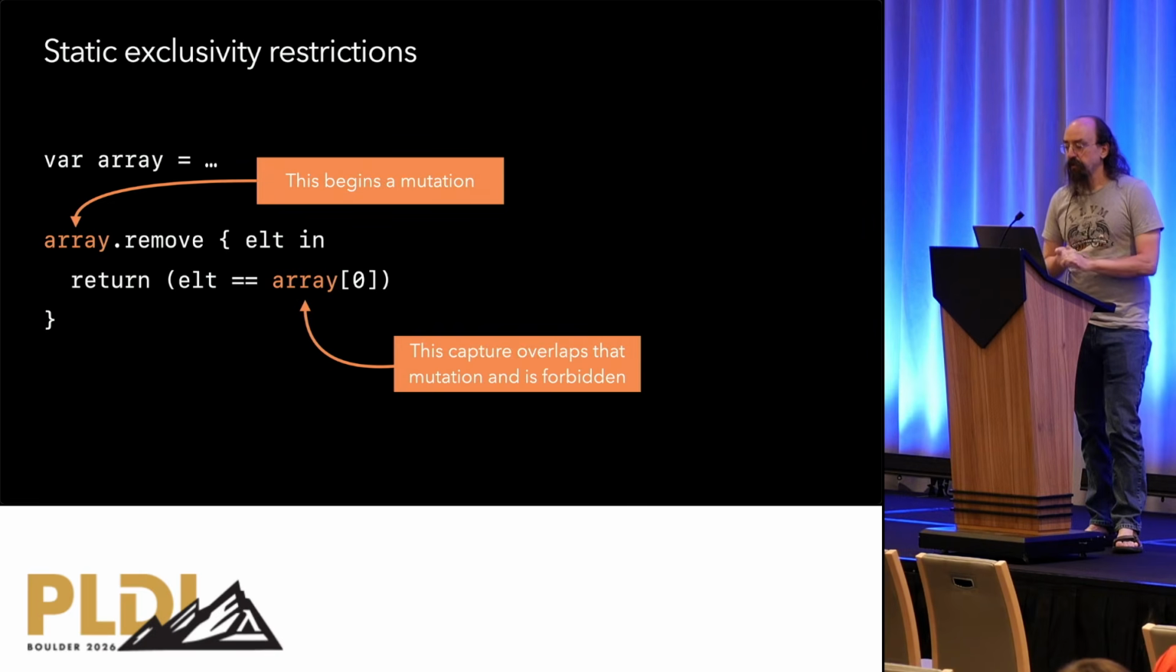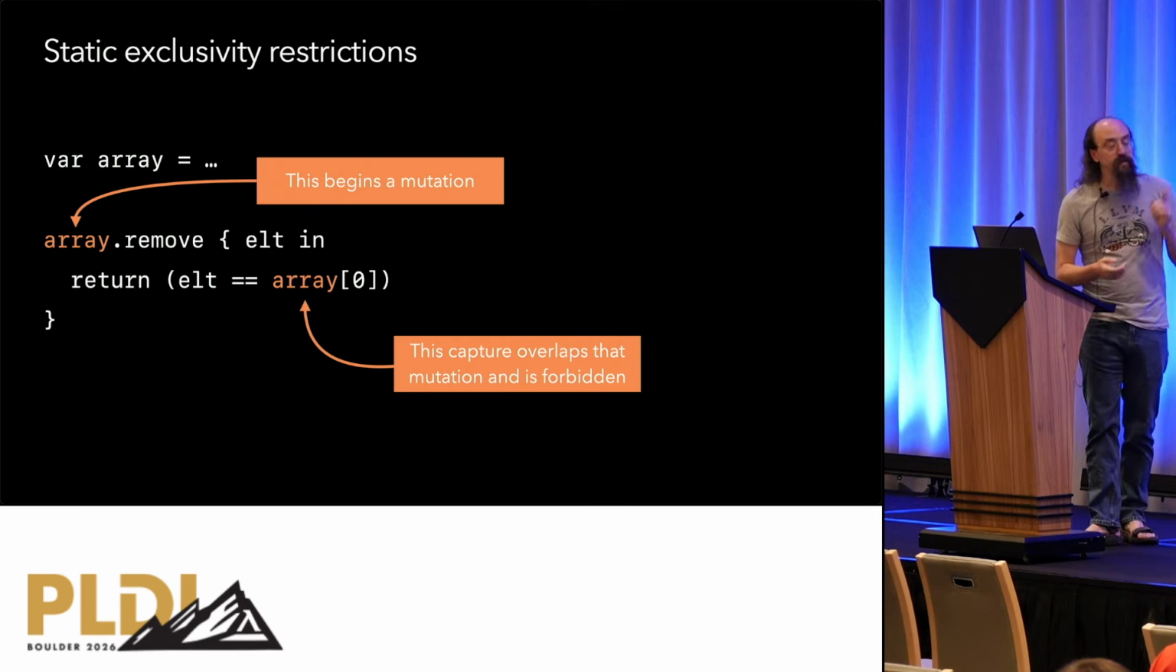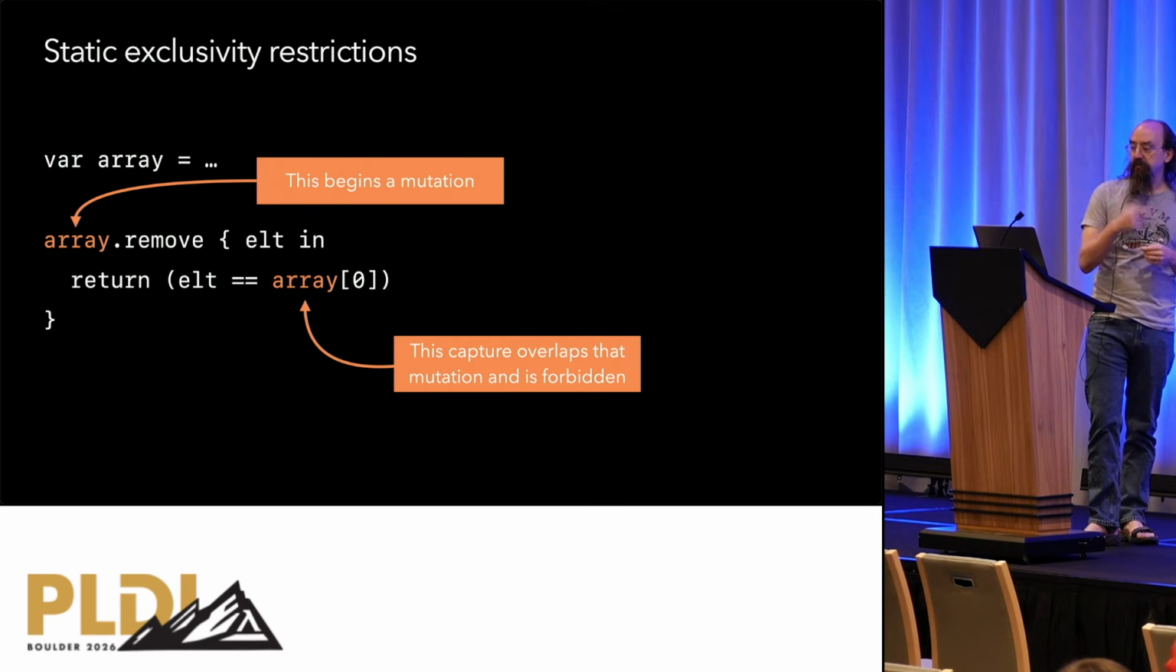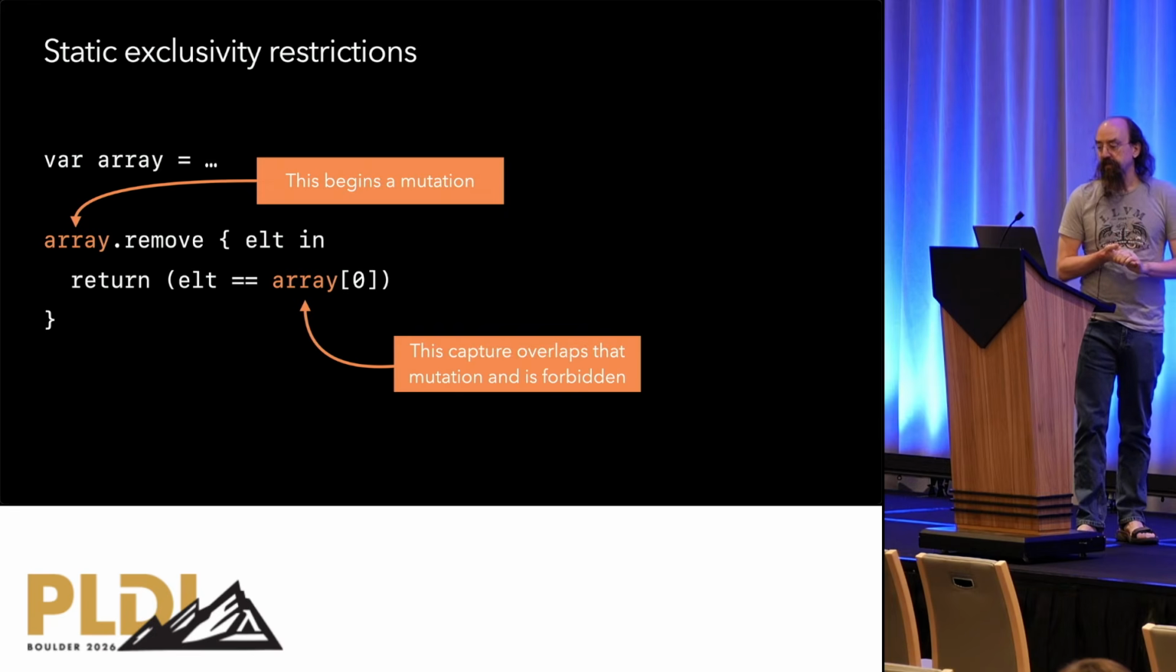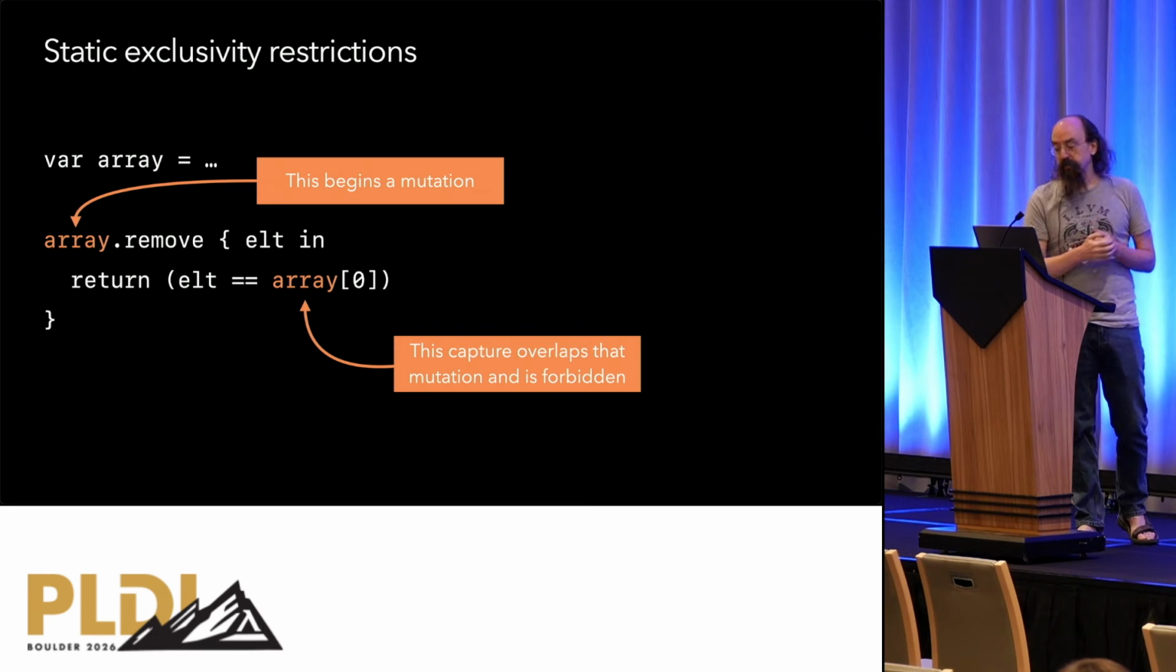Instead, we have a rule that we call exclusivity, which says that mutations of a variable can never overlap with any other access to it. In this example, Swift prevents the capture of the variable from overlapping the mutation of it that happens when it's passed to the method. This all happens at compile time and has no runtime overhead. It's a simple data flow analysis, very similar to the borrow checking done by Rust.